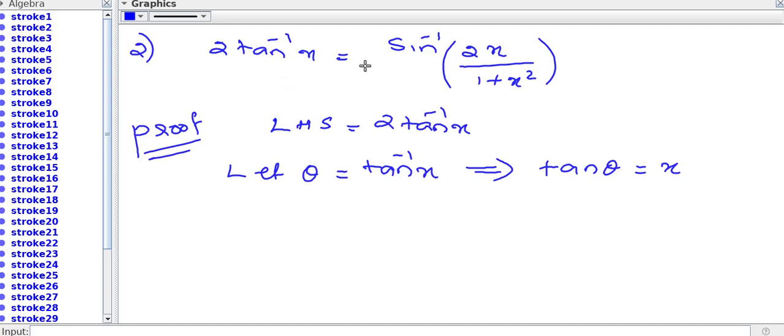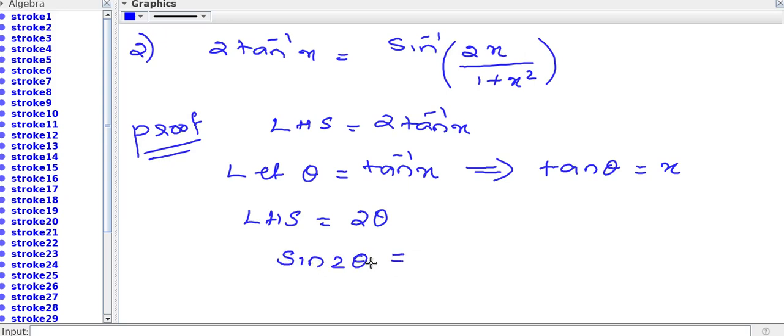Now, we want to prove that 2 tan inverse x is equal to sine inverse 2x by 1 plus x squared. So keep that in your mind. LHS becomes 2 times the tan inverse x replaced by theta, so it is 2 theta. As we have to prove that it is sine inverse of something, we are going to take the value of sine 2 theta.